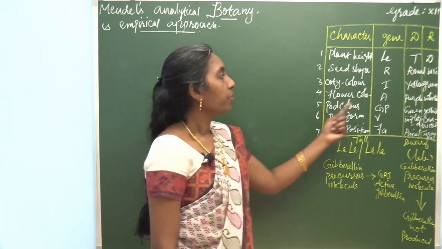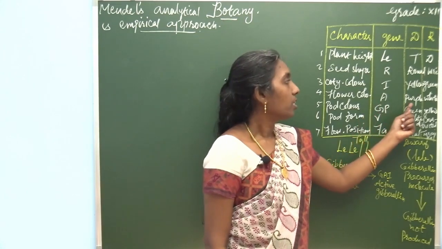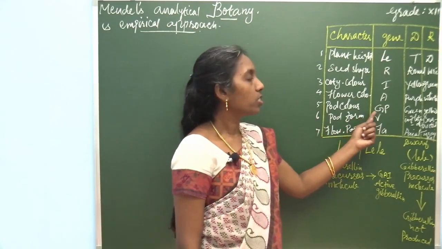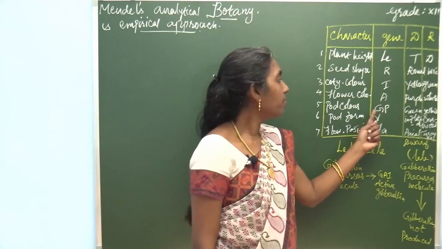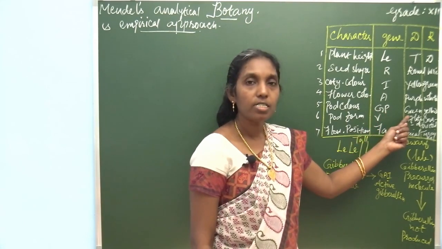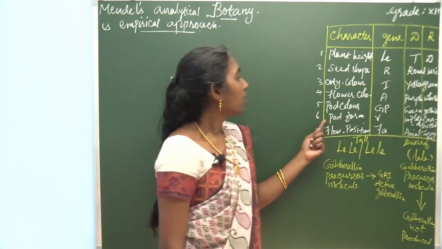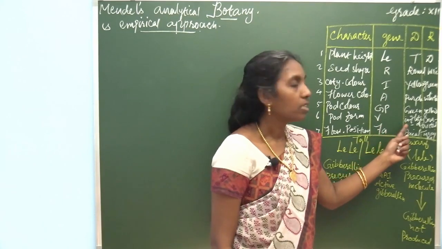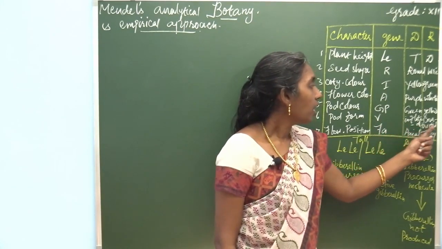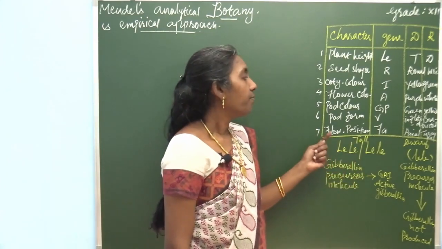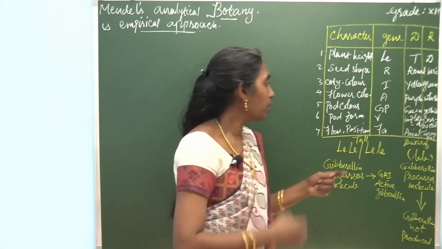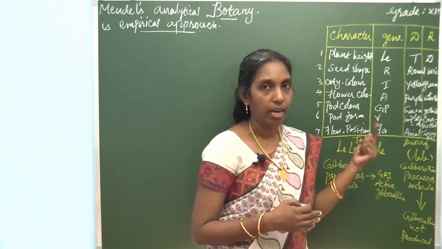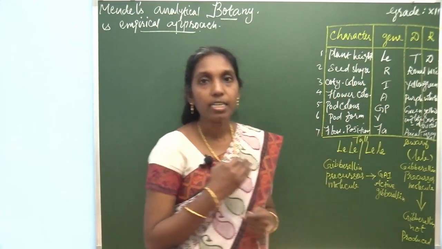Then the color of the flower, the gene is A. The contrasting character is purple color and white color. Then pod color, the gene is represented as GP, and the contrasting trait is green and yellow. Then the form of the pod, the gene is V, and the trait is inflated and constricted. Flower position, axial and terminal, the gene is represented as FA. So, these are the contrasting traits.